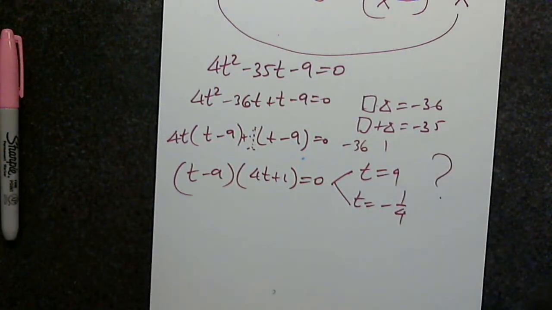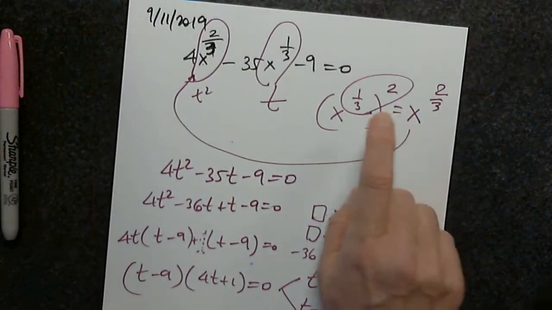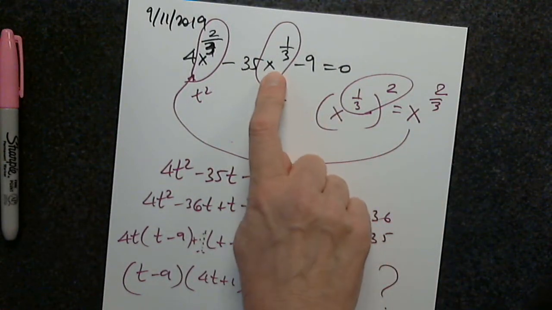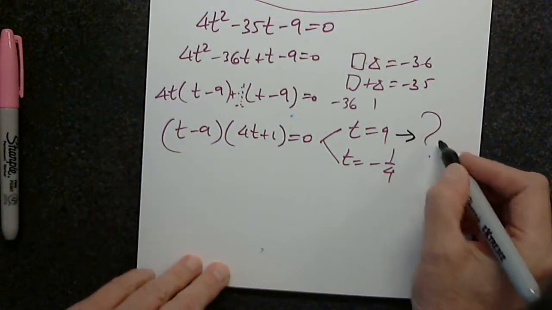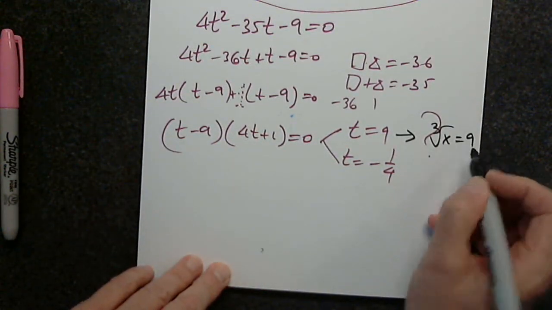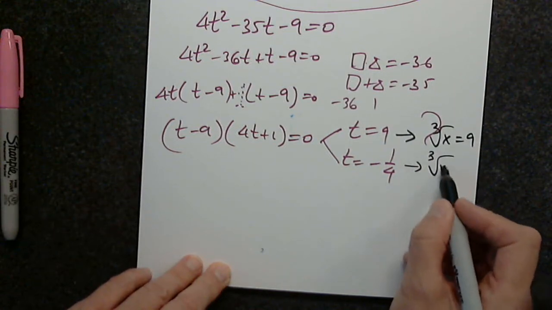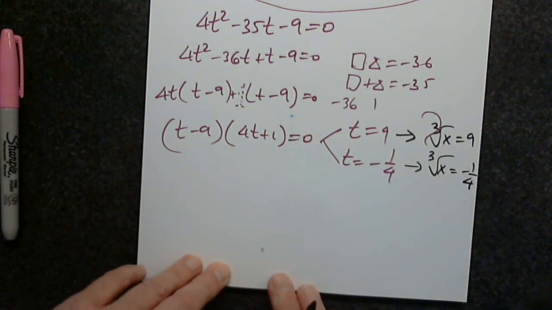But this is not enough. I'm happy I got something, but I have to go back and create two new equations in which t gets replaced by x to 1/3, or the cube root of x. So this equation is the cube root of x equals 9, and this equation is the cube root of x equals negative 1/4.